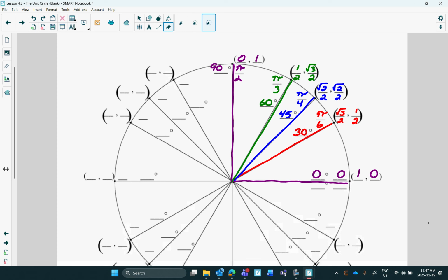So I put these colors on them because they're going to represent different families. The first family, the purple one, they go up by 90 degrees.